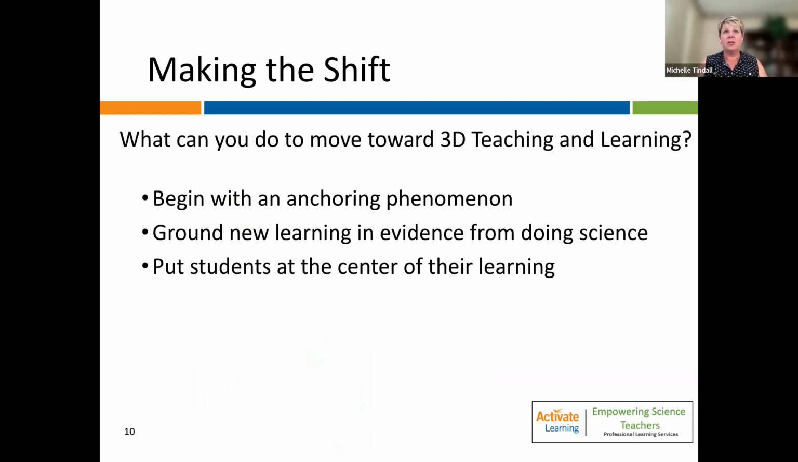So what can you do to move more toward that three-dimensional teaching and learning? We talked in our last webinar about beginning with an anchoring phenomenon, grounding the new learning in evidence from students doing science, and putting students at the center of their learning. All of those pieces lean heavily on students being able to discuss and collaborate as they're trying to figure out this anchoring phenomenon. So keep those pieces in mind as we move through tonight.